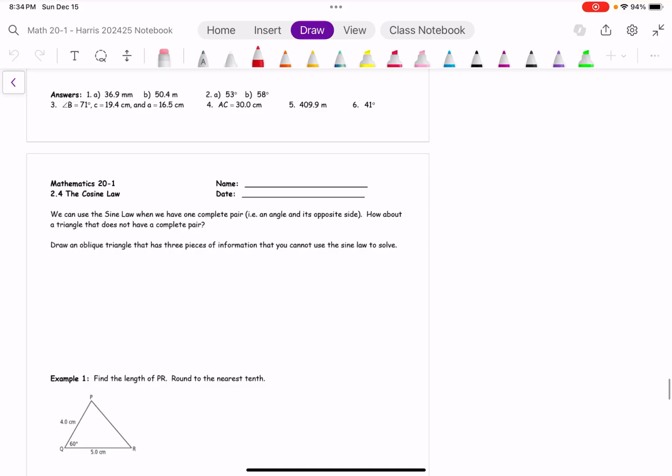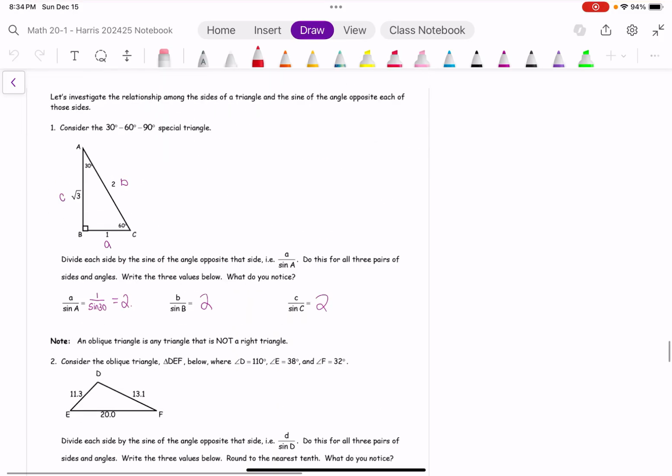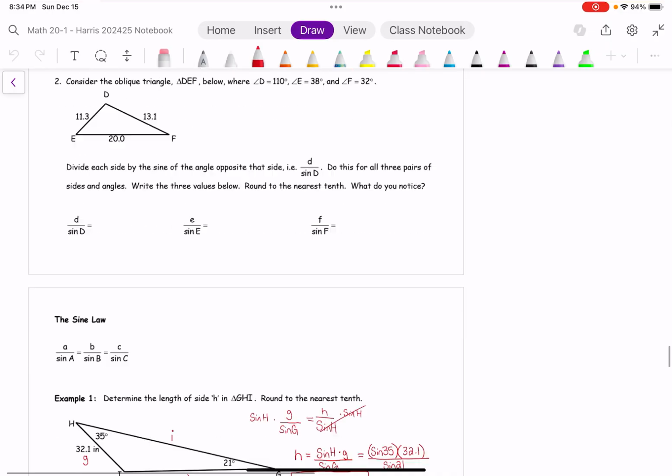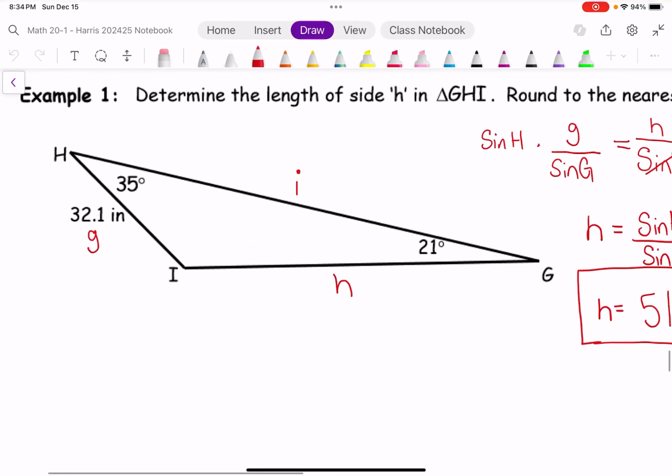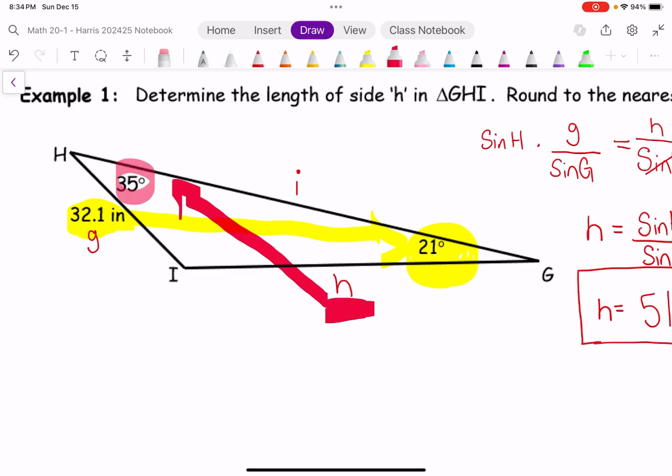Okay, when we're working with sine law, if we look back at this one, this is when we have the complete pair. So that means if we have a side length, let's say we have our G, the complete pair is whatever is opposite from that. This is one pair, and the other pair: I was looking for H, and I had that opposite angle with it at that point. So you have that pair: angle with the side length, angle with the side length.